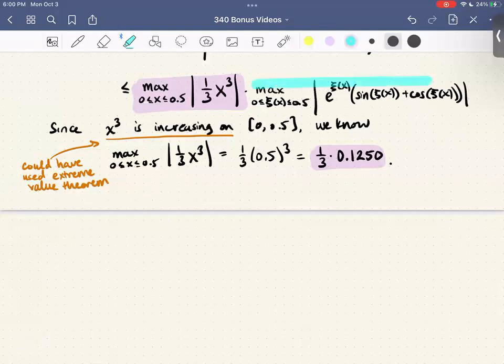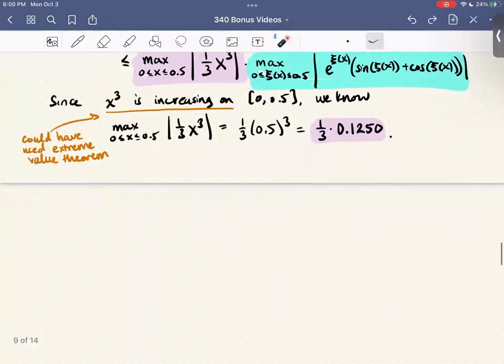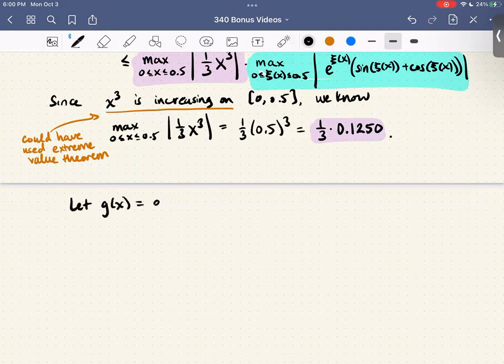Now we want to switch gears and figure out what this bound should be. To do this, I'm going to define this portion as its own function, just because I want to talk about it on its own. You don't have to do this, but it helps me think about what I'm doing a little easier. So let g of x be e to the x times sine of x plus cosine x. I'm thinking about this, but instead of c, I'm using x. This is also okay. I want to bound this in absolute value, and I want to apply the extreme value theorem.